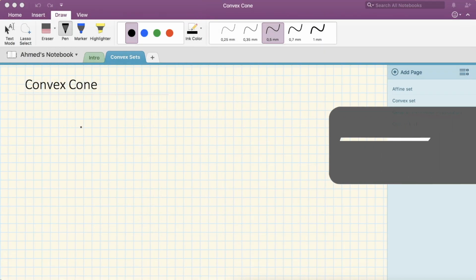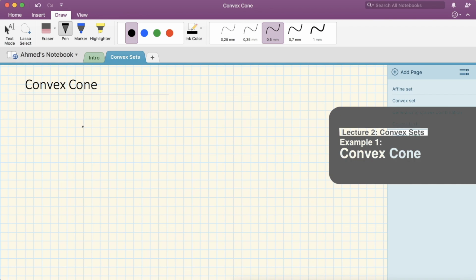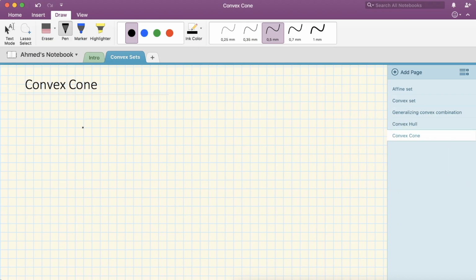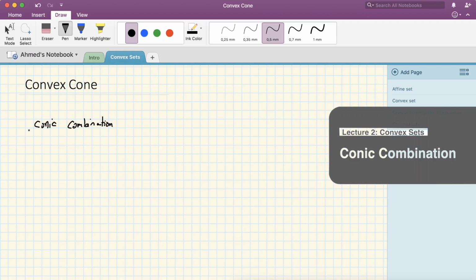Okay, now let's talk about what a convex cone is. We talked about convex sets, affine sets, convex hulls. Now let's see what a convex cone is. But before we do that, as we defined for convex sets and affine sets, we need to define a similar type of combination for a convex cone. It's called the conic combination. In other references, it might be called a non-negative combination.